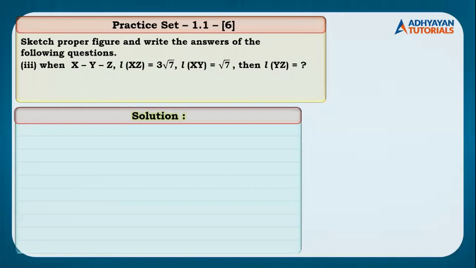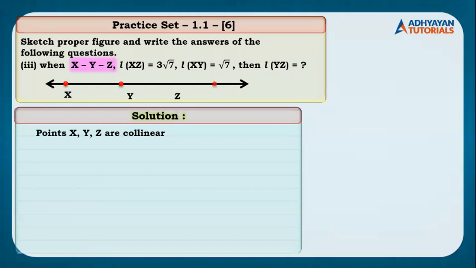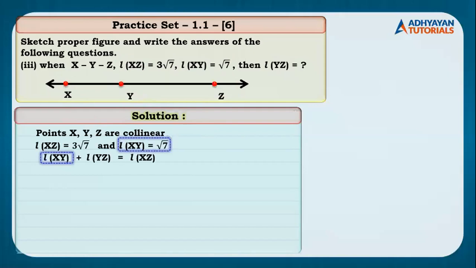Yeah, I hope everybody might have drawn the same figure, keeping Y in between X and Z. And the equation which we'll be writing would be distance XY plus distance YZ is equal to distance XZ. Right? So writing down that equation and substituting the values, up to here everyone will be able to do it. Substituting the values gives √7 plus YZ is equal to 3√7. Now what? How do we find YZ?